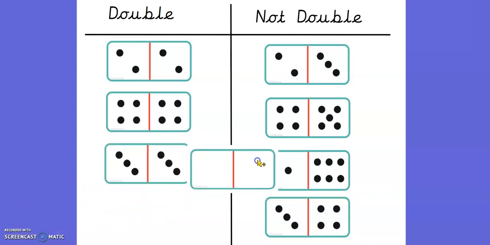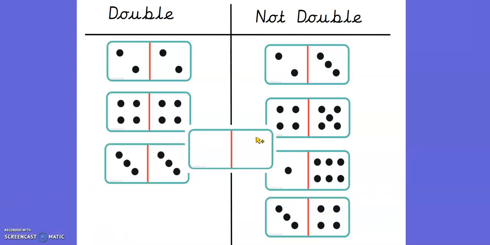Now this one's a bit tricky. It's still a domino, but it's got nothing on either side. Now my first question for you is, is it a double? Does it look the same on both sides? It does look the same, but what would the number be? What is it double? Like this one is double 2, this one's double 4, and this one's double 3.